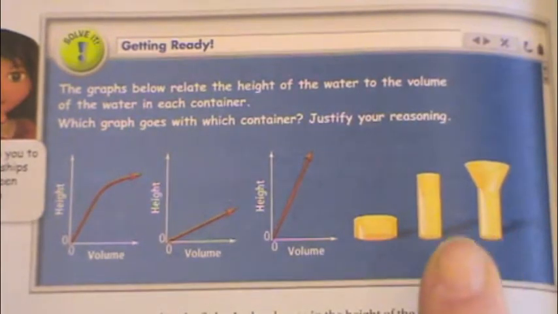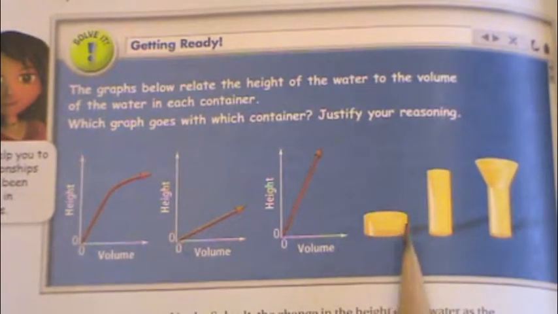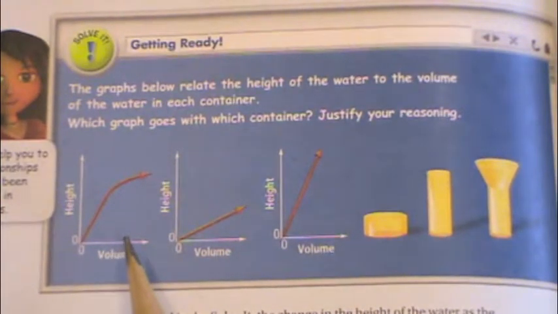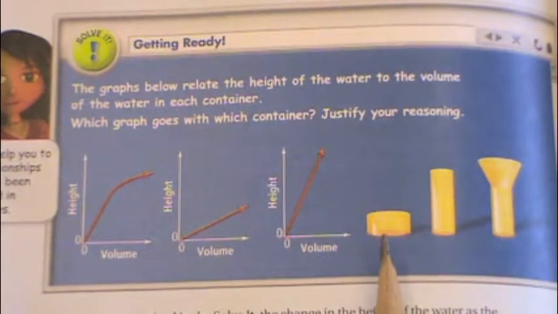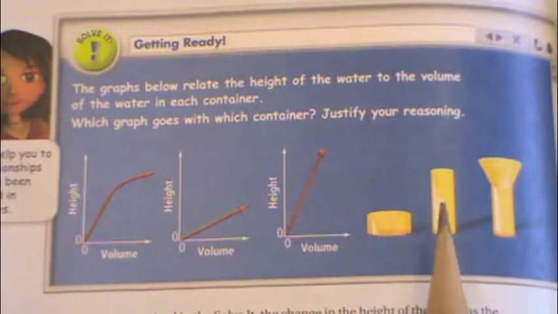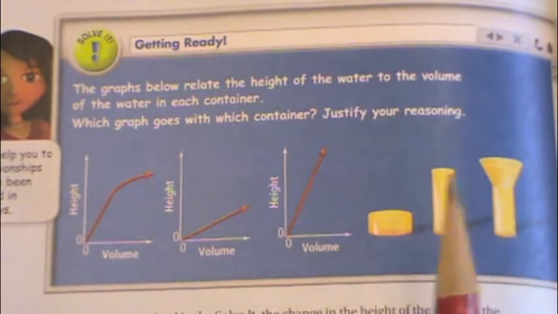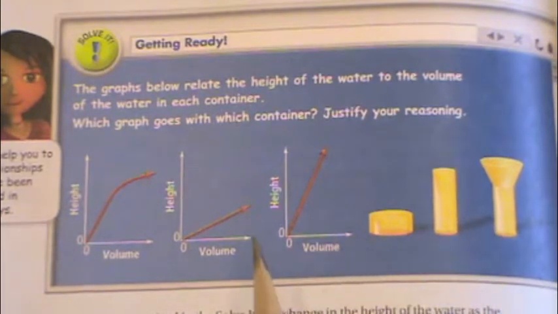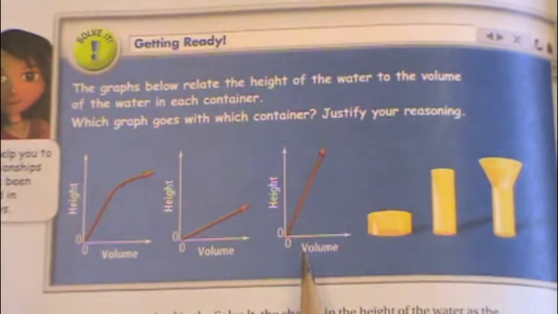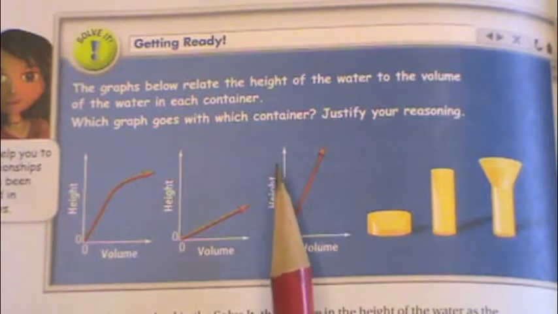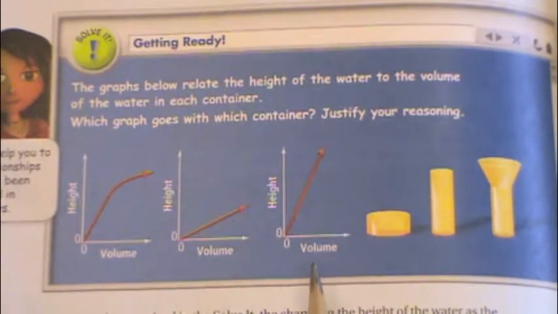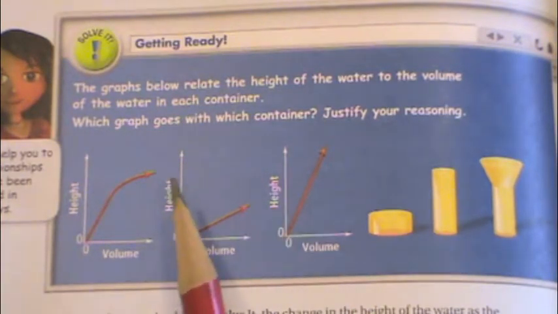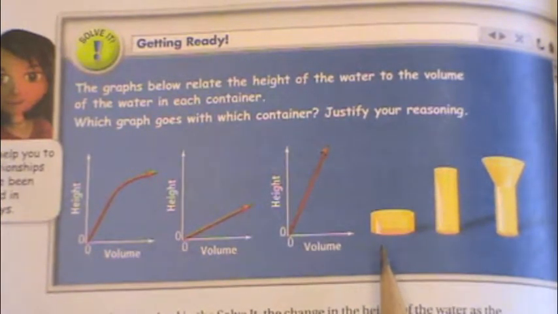There are 3 containers on the right. There are 3 graphs on the left. If you imagine filling each one of these with water, which graph is going to go with which container? Well, first check out what's on the x-axis and the y-axis. Each one has volume on the x-axis. Each one has height on the y-axis.